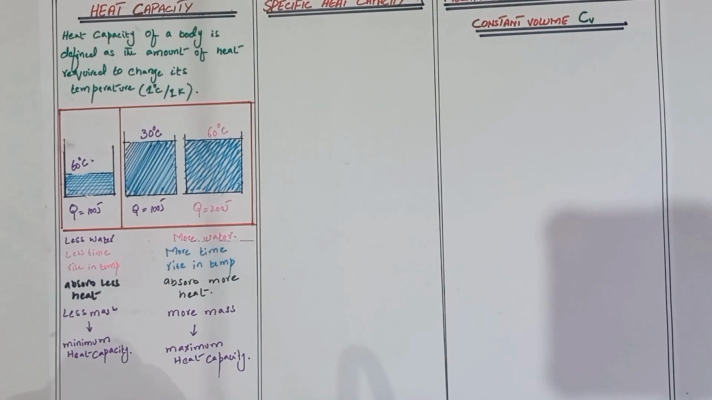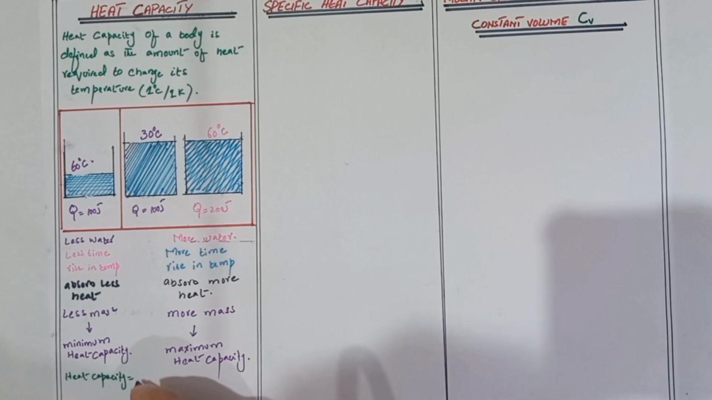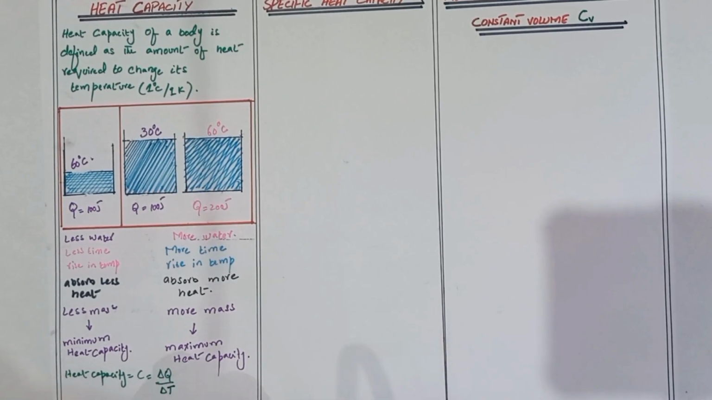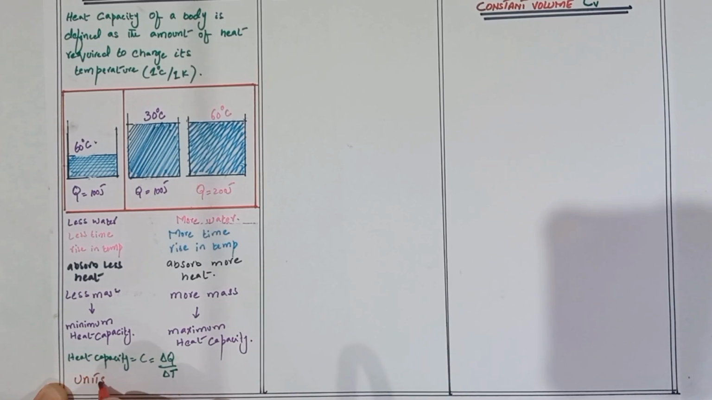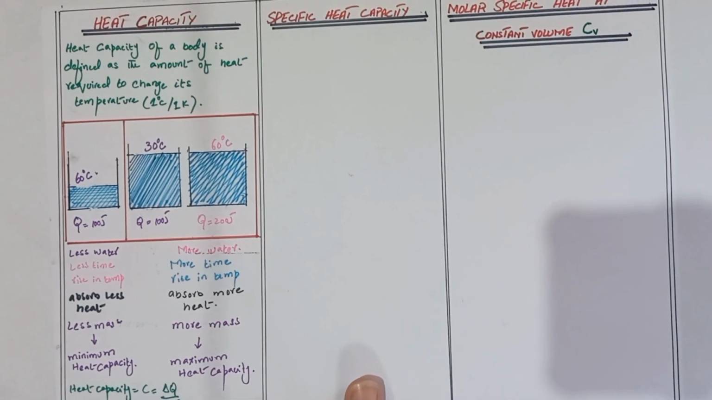So we can define the heat capacity by the formula C equals change in energy over change in temperature. If we raise the temperature by delta T, we give it an amount of heat delta Q. Now we discuss its units. Its unit is joule per Kelvin or joule per degree centigrade. This is all about the heat capacity that we discuss today.